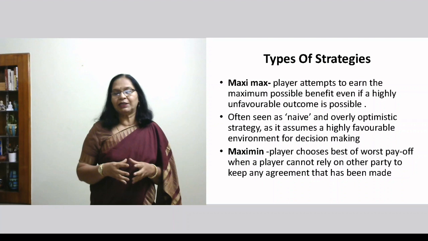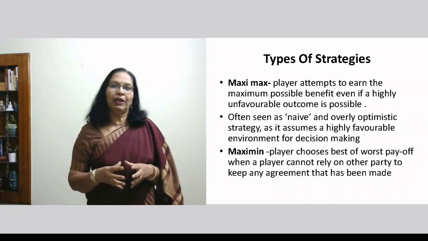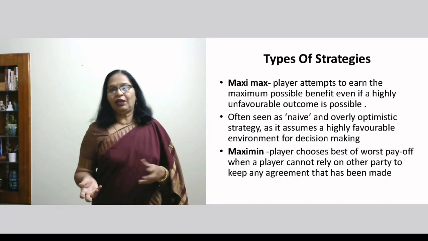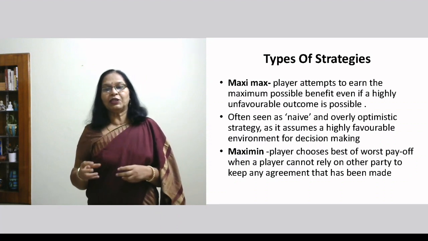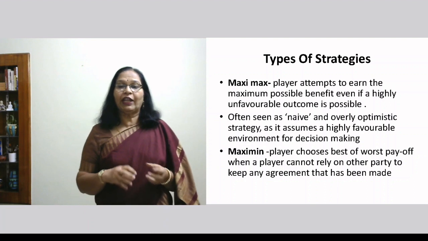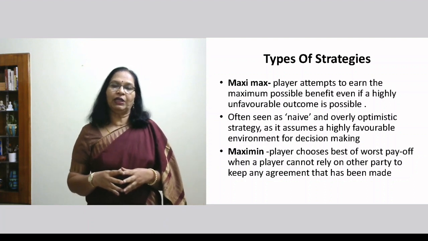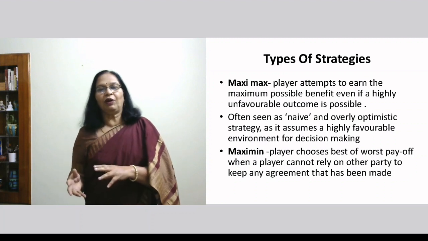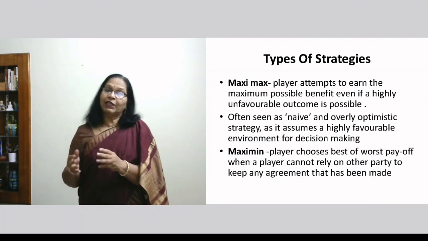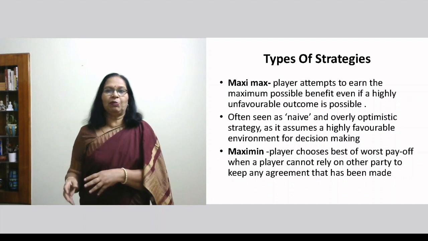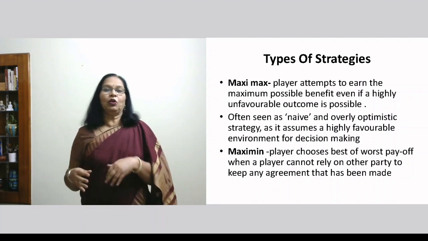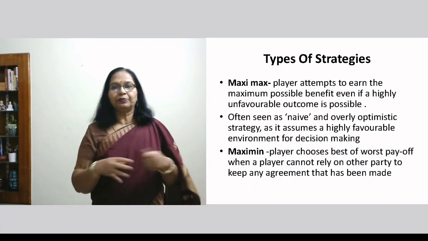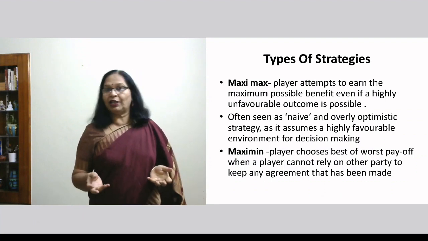We also have the maxi minimum situation, where the player chooses the best of the worst of situation that is happening. So the player chooses the best of the worst when a player cannot rely on another party to keep any agreement that has been made. So quite likely the opposite firm, though there has been an agreement, has been flouting, cheating, bluffing. Then given that scenario, what is it that this particular firm would like to retrieve from that particular environment in which a decision has to be taken?